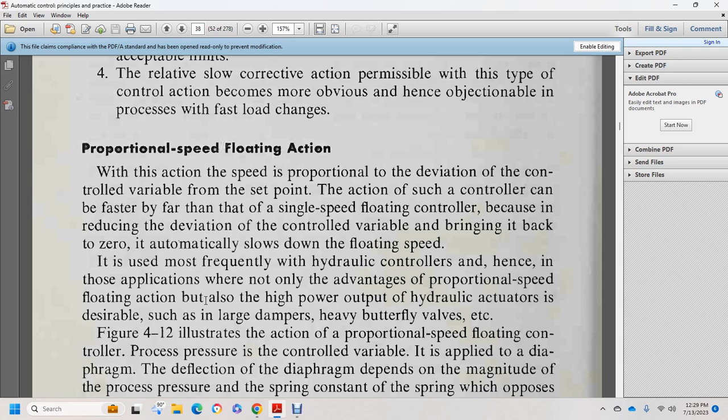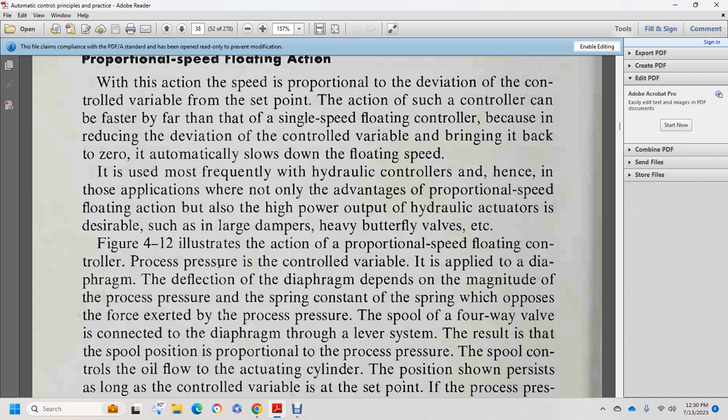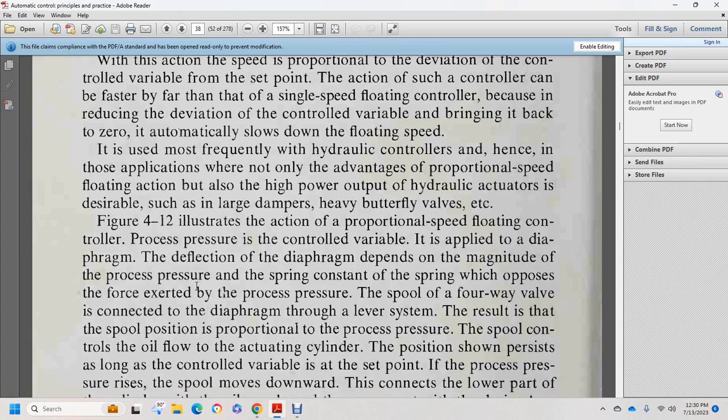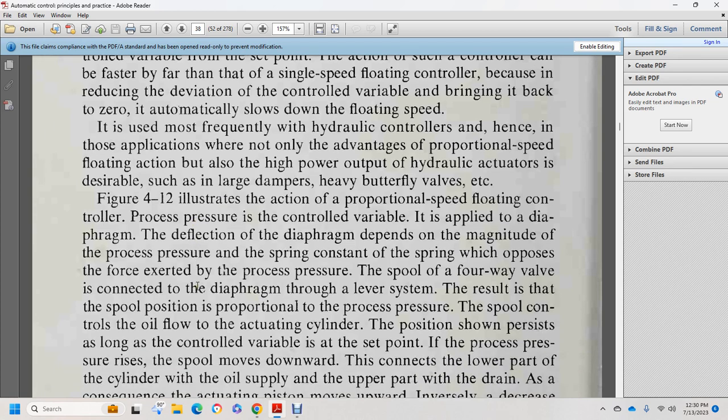Figure 4.12 illustrates the action of proportional speed floating control of process pressure. The control variable is applied to the diaphragm. The deflection of the diaphragm depends on the magnitude of the process pressure and the spring constant of the spring opposing the force exerted by the process pressure. The spool of the four-way valve, connected with the diaphragm through a lever system, results in a spool position proportional to the process pressure. The spool controls the oil flow to the actuating cylinder. In the position shown, the control variable is at the set point, and the process pressure rises.